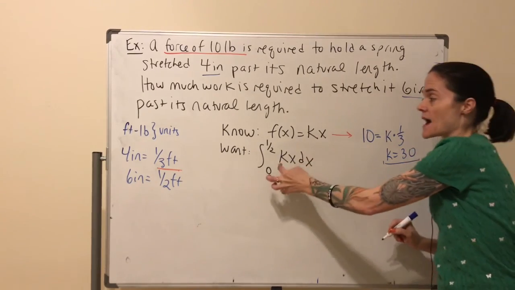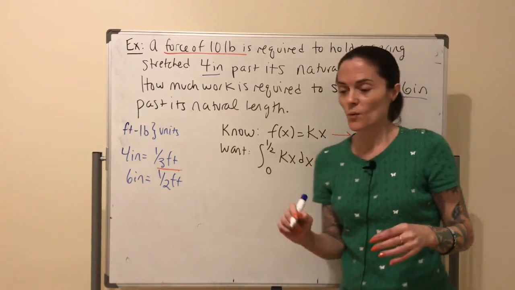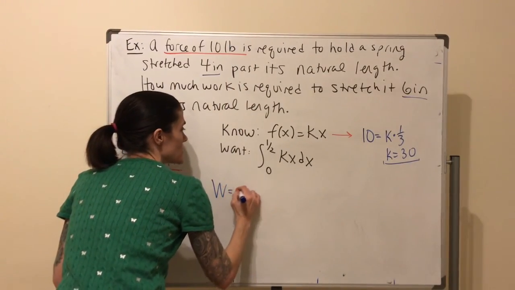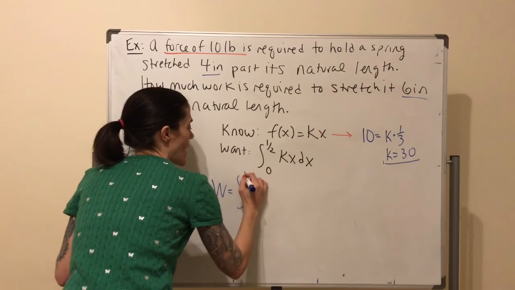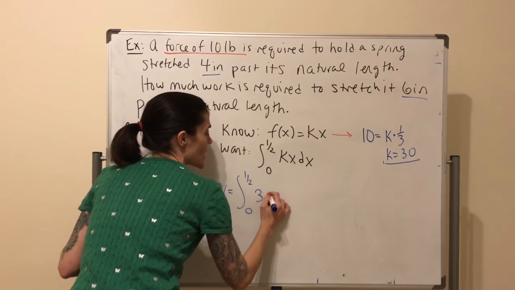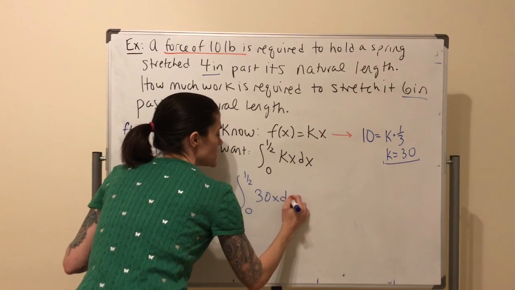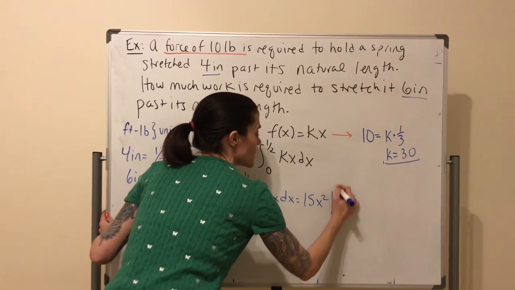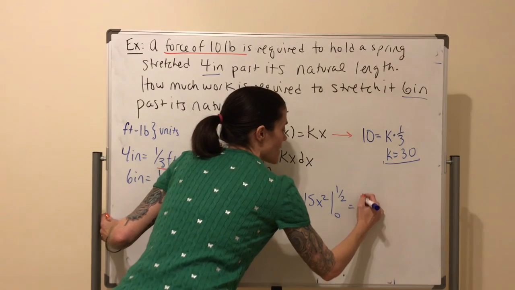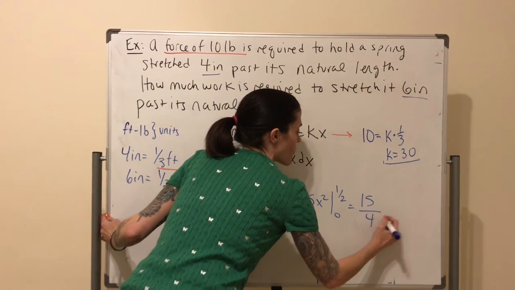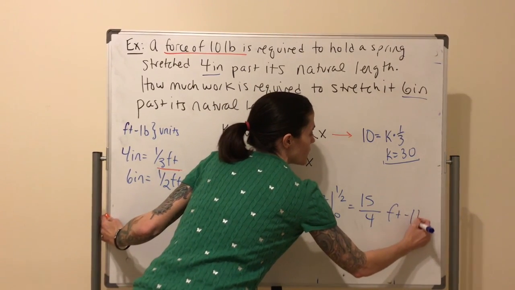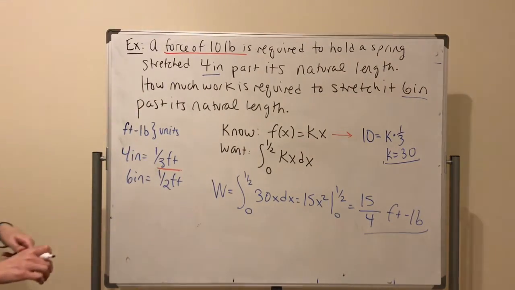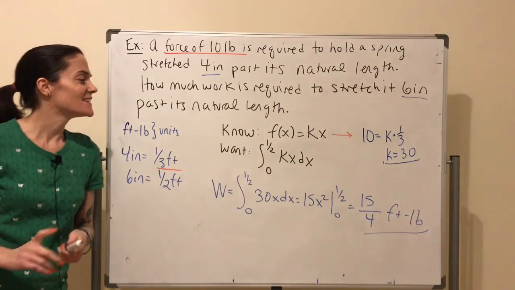Well, once I have that, now I'm ready to find the work. I just put in k is 30. So my work is an integral from 0 to 1/2 of 30x dx, which is 15x squared evaluated. We have 15 over 4, and this would be in foot pounds. This is my total work in this problem.